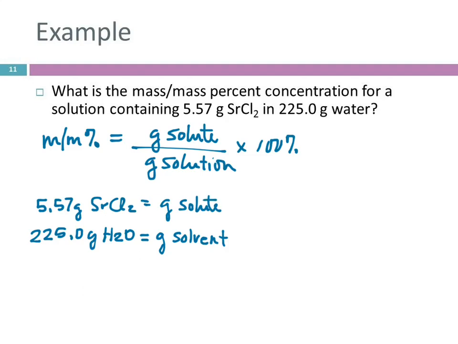Did they give us the mass of the solution? No. Can we figure it out? Yeah, all we have to do is add those two numbers together. So 225 plus 5.57, those are the two parts. You just add them together. 230.57. That is the mass of the solution.